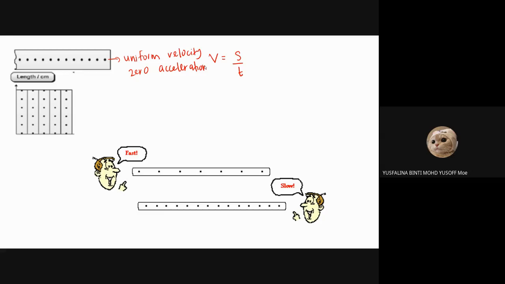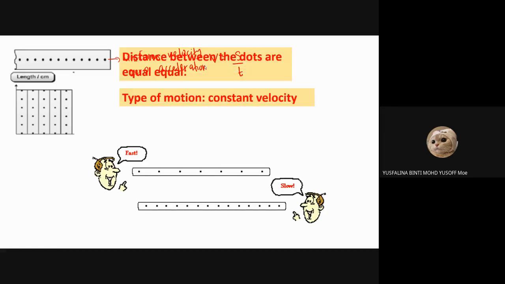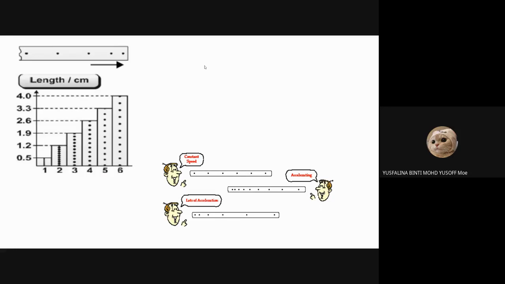Zero acceleration or uniform velocity. Any question you want to ask for this part? No? Okay, so we move on to the next one. It's a constant velocity. So how about this one? You can see this is the direction of the motion, and on Tuesday I already told you, let's say the direction of the motion is to the right, so this dot comes out first.